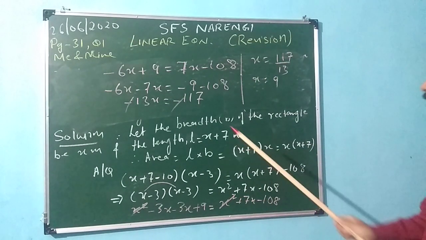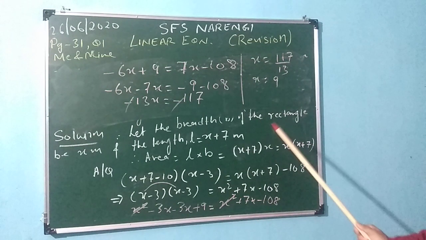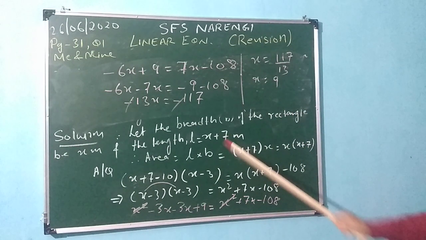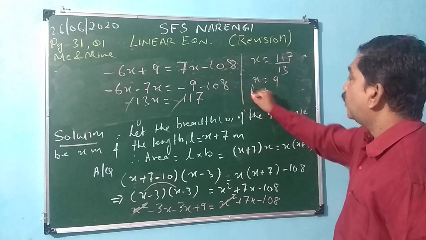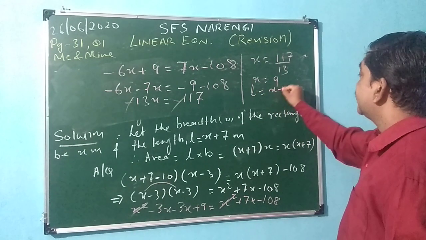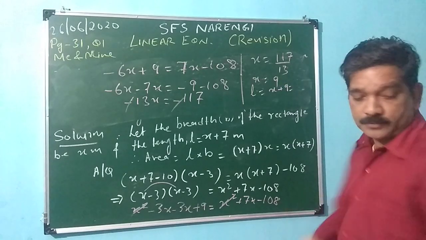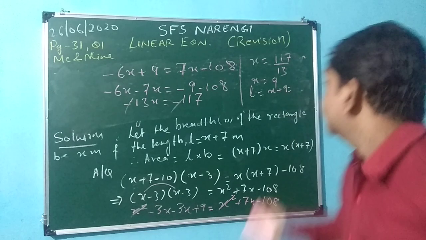So therefore, what is the length of the rectangle? The length of the rectangle will be 9 plus 7. I am writing small l here. That is x plus 7.